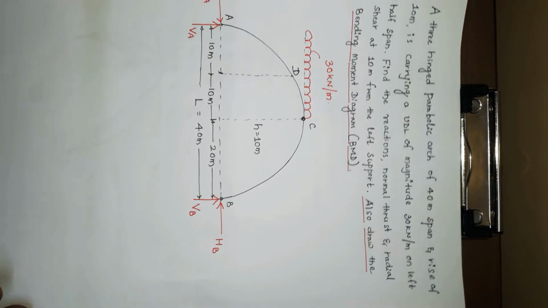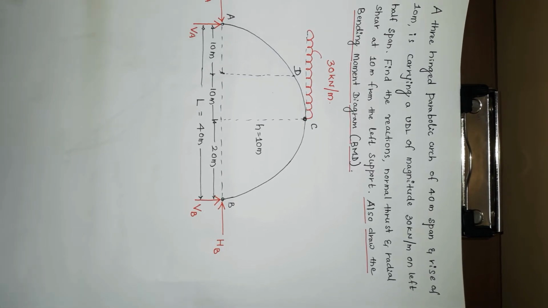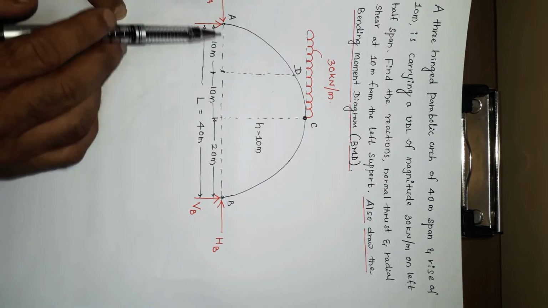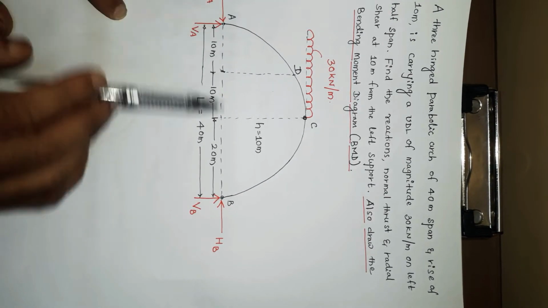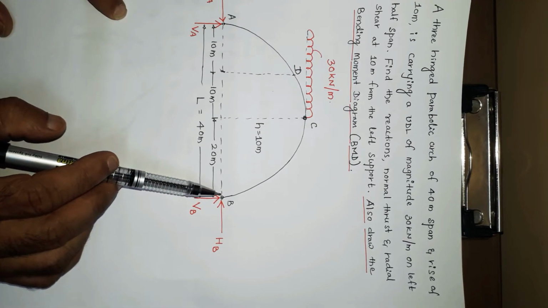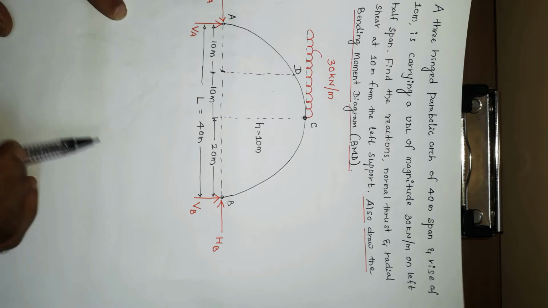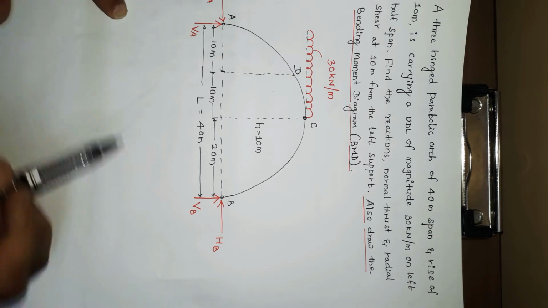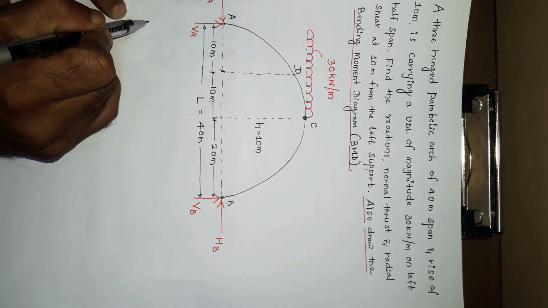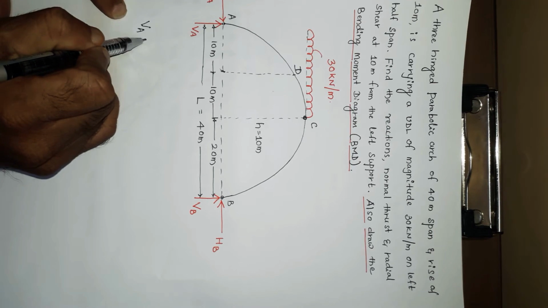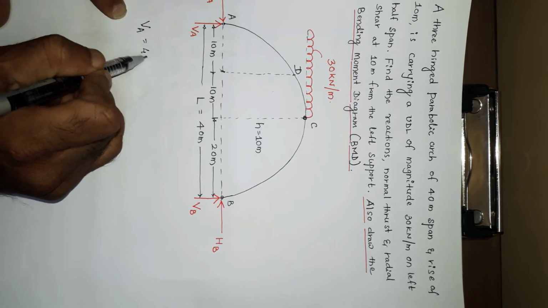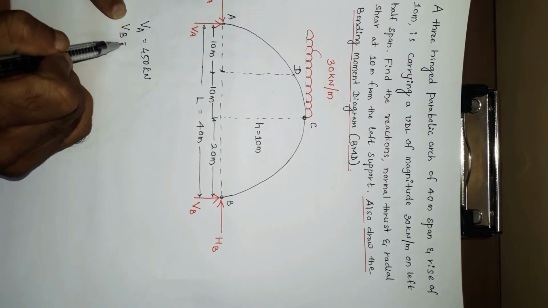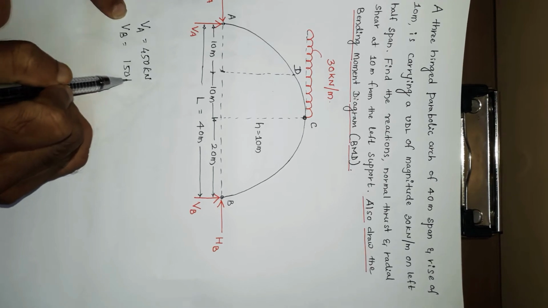As we already know how to calculate the reactions, we'll not go into detail. For reactions, we can take a moment about any one support at either A or B. Then summation MA equal to 0 or summation MB equal to 0, we're going to get the reactions. Similarly, summation FY equal to 0, we're going to get the vertical reactions. So the vertical reactions, VA we will get 450 kilonewton, and VB we will get 150 kilonewton.